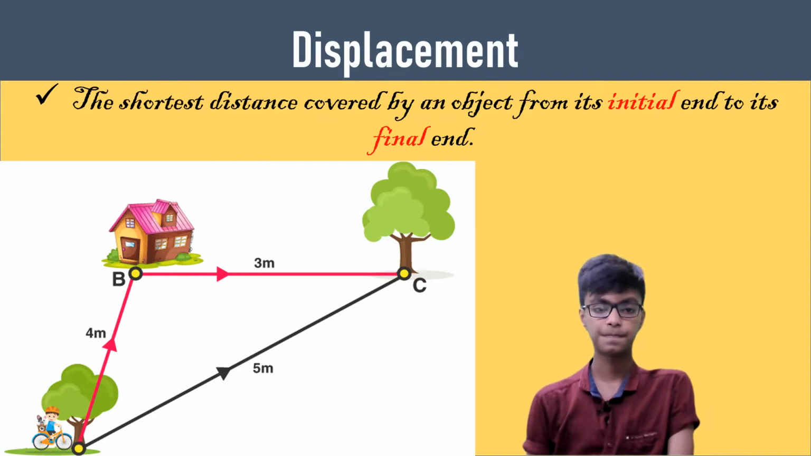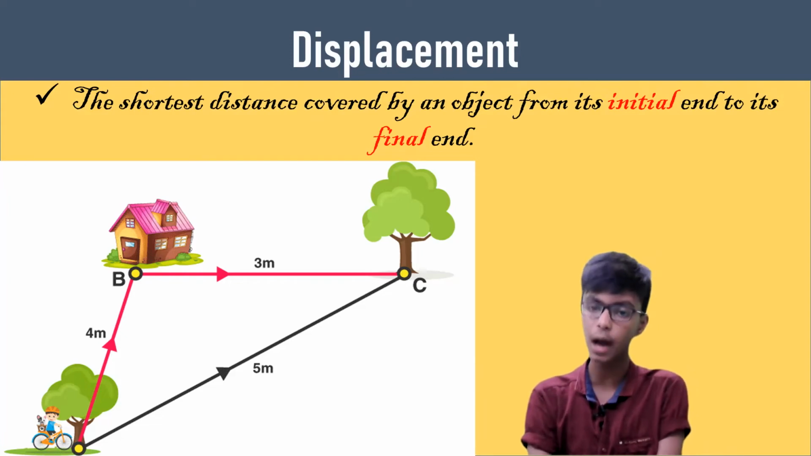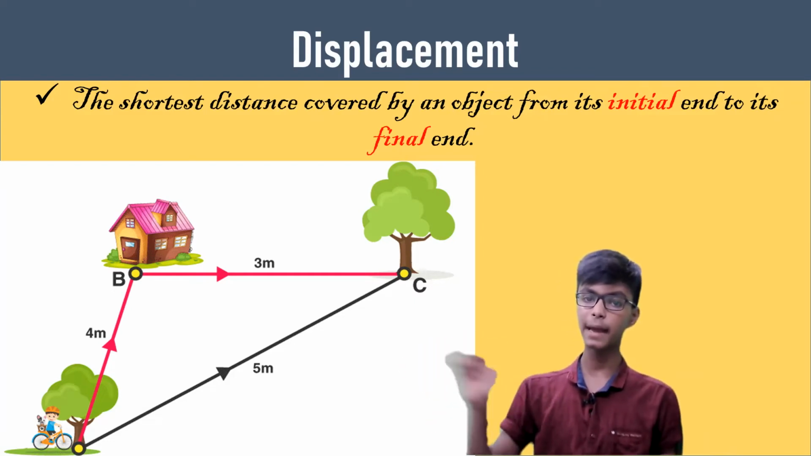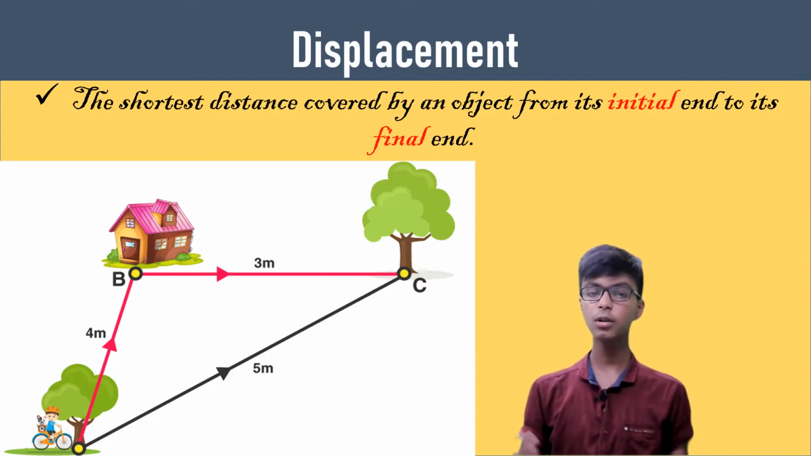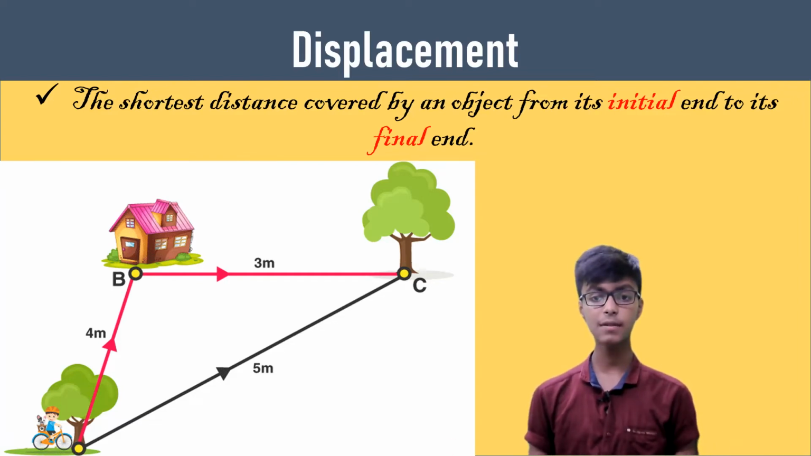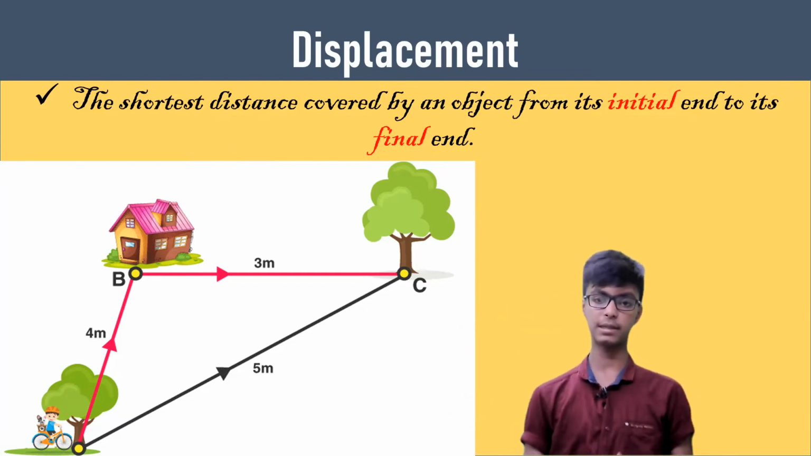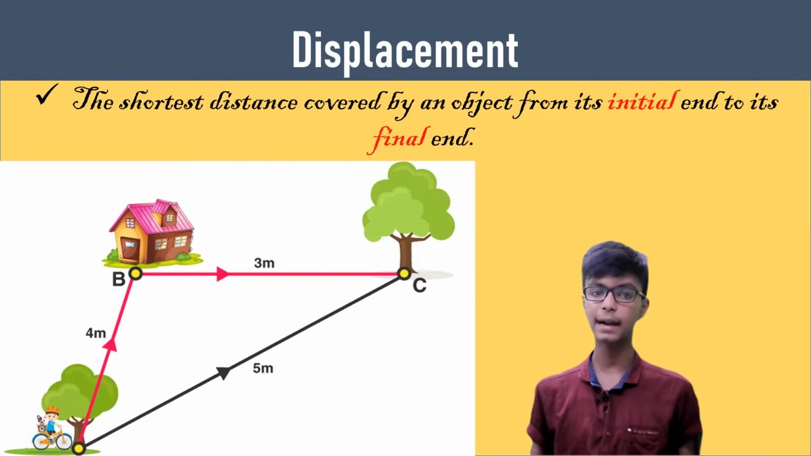So see, from your initial position to your house, point A to point B, it's 4 meters, and from point B to point C, your house to the mango tree, it's 3 meters. So how much is it? 4 plus 3, 5, 6, 7, 7 meters. So from point A to point C, the distance we have covered is 7 meters. The definition of distance: the distance covered by an object from its initial to final position is called distance. So initial is point A, final is point C, so the distance is 7 meters. You have covered 7 meters by riding the bicycle.